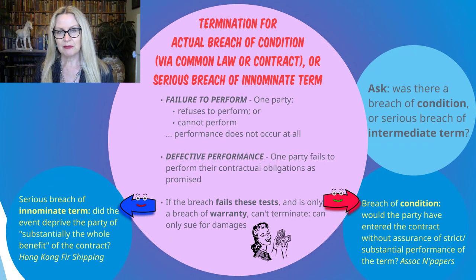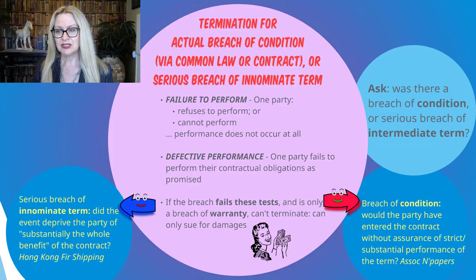Now, the first of the two main bases for terminating a contract is termination for actual breach. And that might be a breach of a condition. So if you look down at the red arrow, you have to ask yourself, would the party have entered the contract without assurance of strict or at least substantial performance of that term? That's the old Associated Newspapers case. If that kind of condition has been breached, it's going to give rise to a common law right to terminate. It might also give rise to a contractual right to terminate.